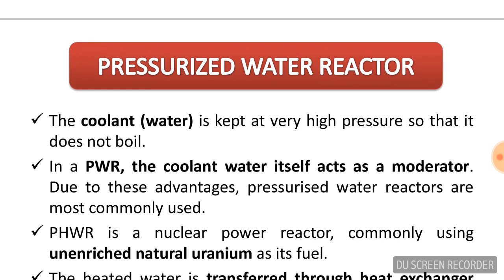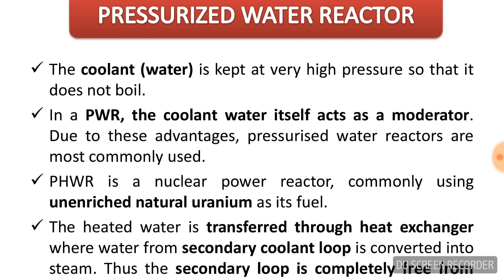Now let us move to the pressurized water reactor. A few important points of the pressurized water reactor: the coolant water is kept at a very high pressure so that it does not boil. So in a pressurized water reactor we basically use a pressurizer. The objective of the pressurizer is that the coolant in the reactor must not boil when the temperature rises, so the coolant should remain in liquid state in the reactor vessel itself. In a PWR, the coolant water itself acts as a moderator. Due to these advantages, pressurized water reactors are most commonly used.